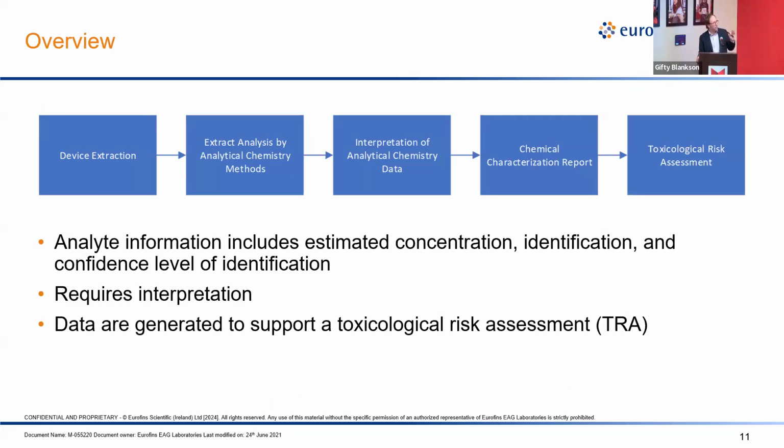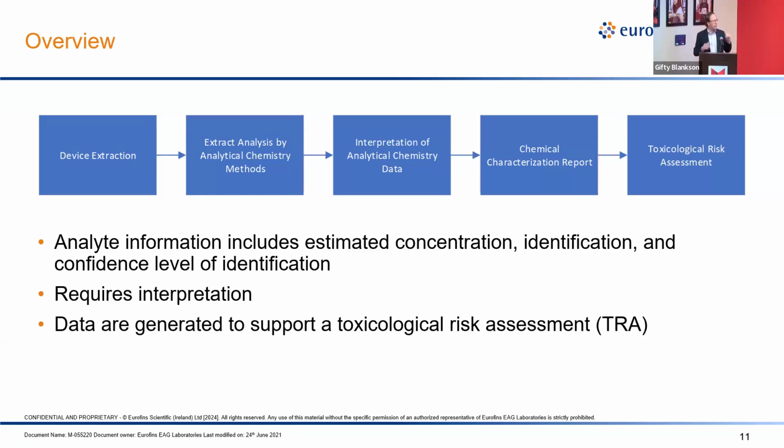So, at the top, I've got this little flow chart. When we get a device, we need to test it. There's some calculations and stuff we do, but we won't worry about that. What we're going to do first is extract these devices. So, we're going to put them into containers. We're going to add solvent, shake them, heat them, and just extract out as many things as we possibly can, right? Really over-challenge the device to try and make it as safe as possible. Then we're going to take those extracts and analyze them by a variety of analytical chemistry methods. Then we're going to interpret all that data, and then it's all got to come back together into a chemical characterization report.